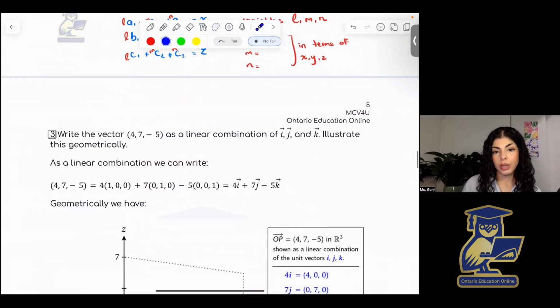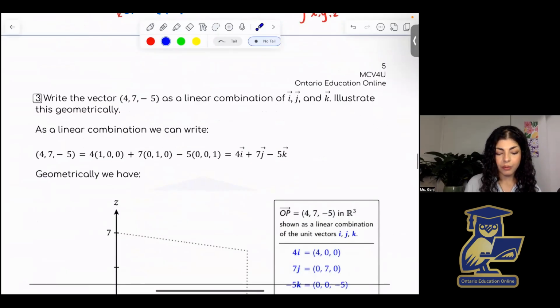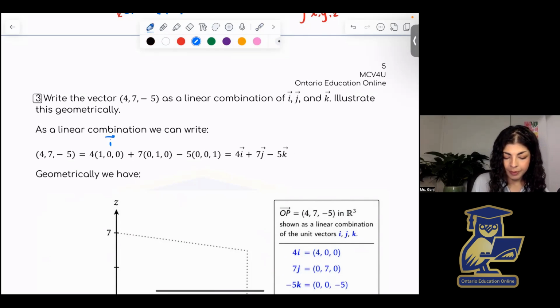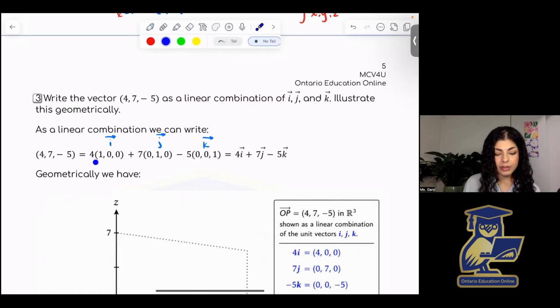So I'm going to show you now just with the unit vectors. For example, we had the vector 4, 7, -5, and we want to write it as a linear combination of the unit vectors i, j, and k. And we're going to show this geometrically as well. So as a linear combination, remember i is 1, 0, 0. This is i, this is j, and this is k. And so this is 4 times 1, 0, 0, this is 7 times 0, 1, 0, and this is -5 times 0, 0, 1, which gives us 4i plus 7j minus 5k, and this is our linear combination.